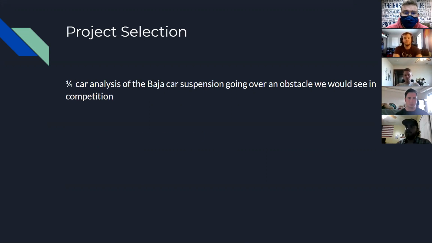And with that being said, we decided to pick making a quarter car analysis of the Baja car suspension going over an obstacle that we would see in competition. So the car goes over a variety of different obstacles, and we have some input data on those, and we want to use our real world inputs that we actually see with the car for something useful.